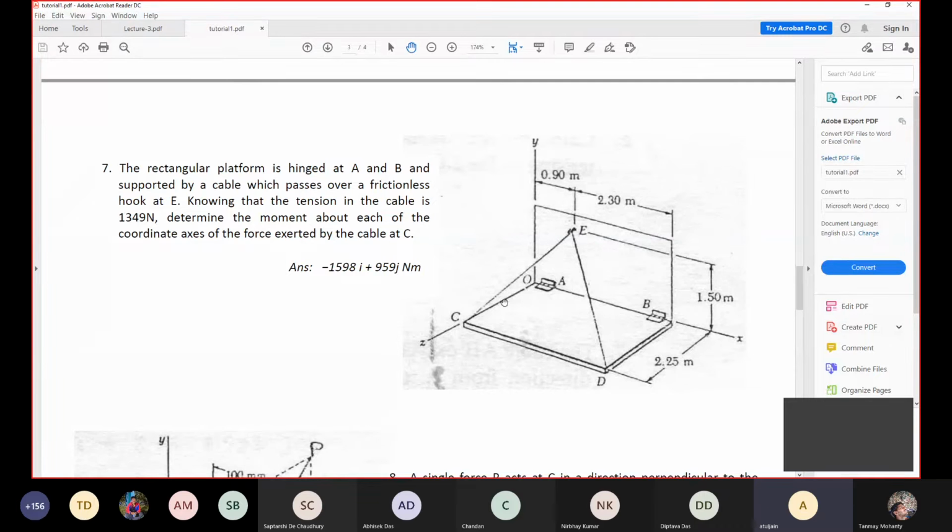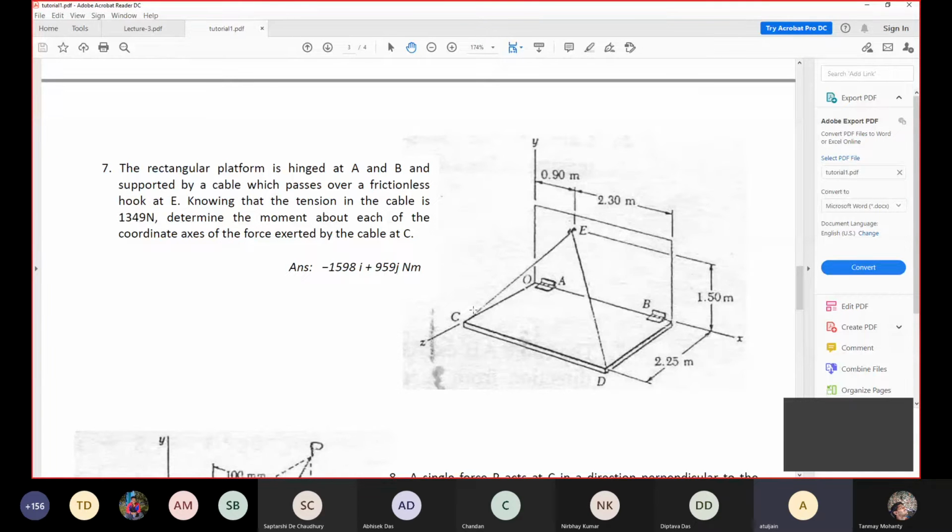For this CE, you know the magnitude is 1349 Newton, and you know the directions. You have to find the moment of this force about the point, the components of that moment about the 3 axes. Sir, about the z-axis it would be 0. Yes, it would be 0. About the x and y axes there will be different values. About the z-axis it should be 0. Sir, only one answer is given.